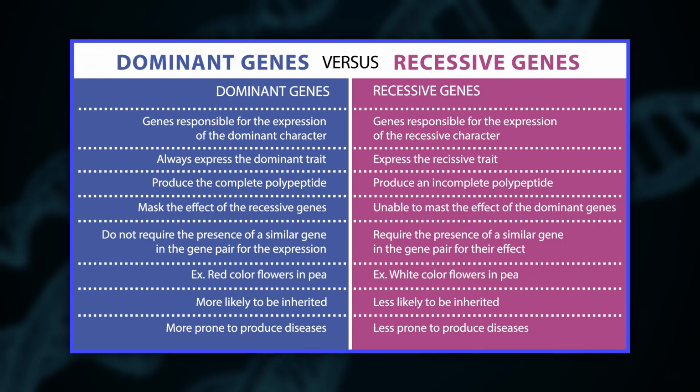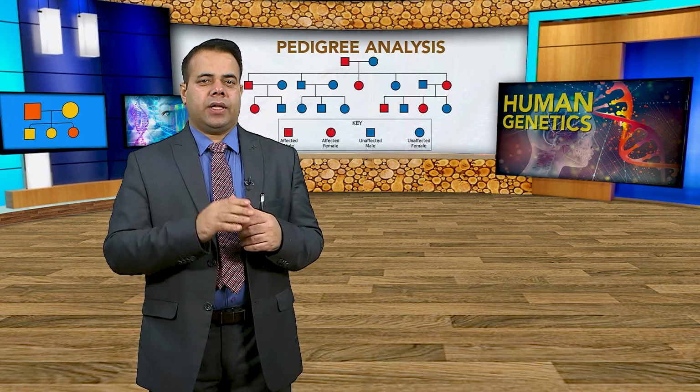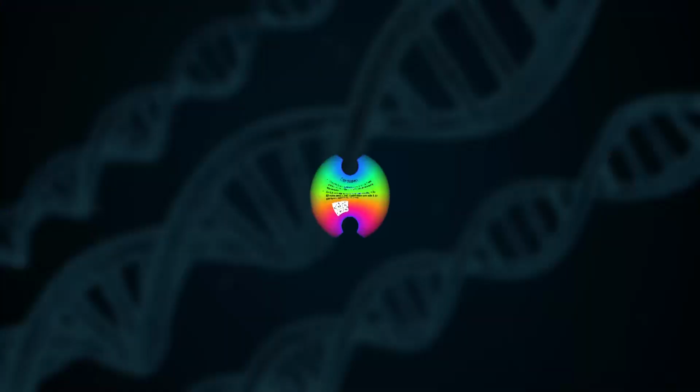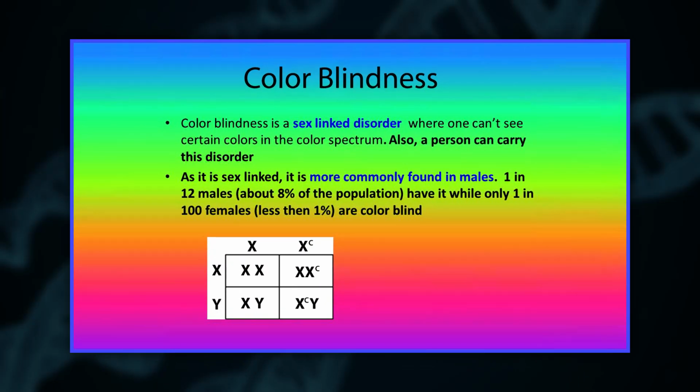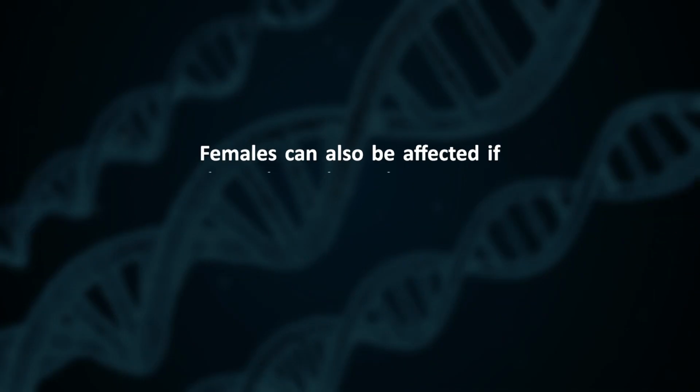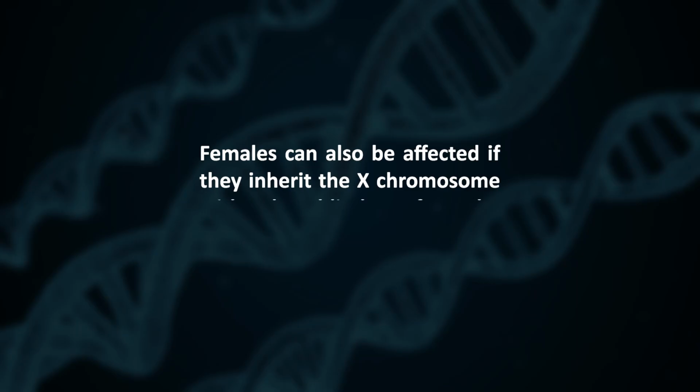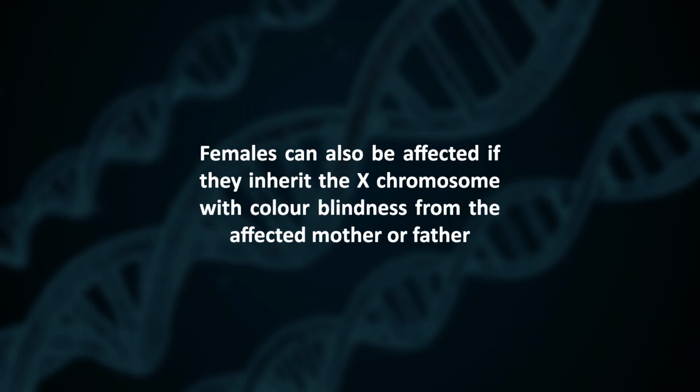Let's consider an example. The color blindness trait can be found in the X or Y chromosome. However, as this trait is common in the X chromosome, color blindness commonly occurs in males. However, females can also be affected if they inherit the X chromosome with color blindness from the affected mother or father.